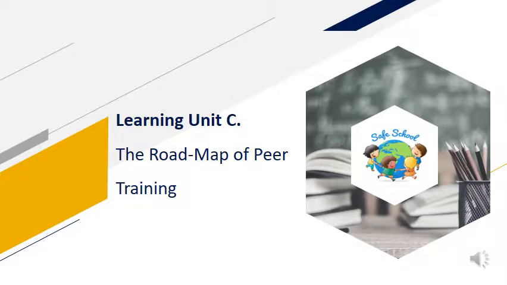Learn Unit C. In this learning unit, we are going to talk about the roadmap of peer training. So we are going to cover the different phases that peer training has and that you have to follow to achieve a successful peer training exercise and establish one that can create change at scale.